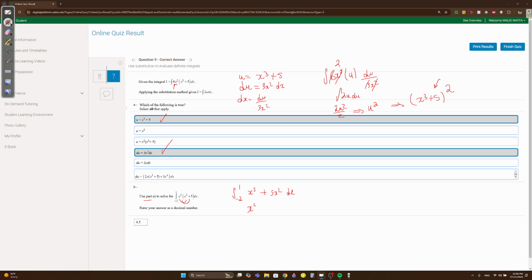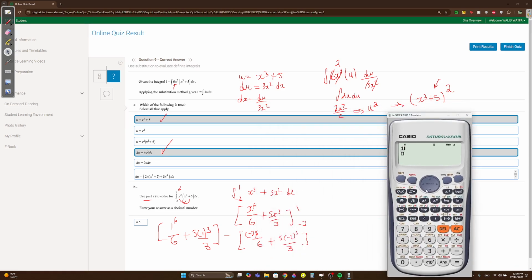You're going to get x to the power of 6 over 6 plus 5x to the power of 3 over 3. And between what two intervals? Minus 2 and 1, right? Then just put this in a calculator. It's going to be 1 to the power of 6 over 6 plus 5 times 1 to the power of 3 over 3, minus, substitute minus 2 to the 6 over 6 plus 5 times minus 2 to the 3 over 3. Let's see what you get.